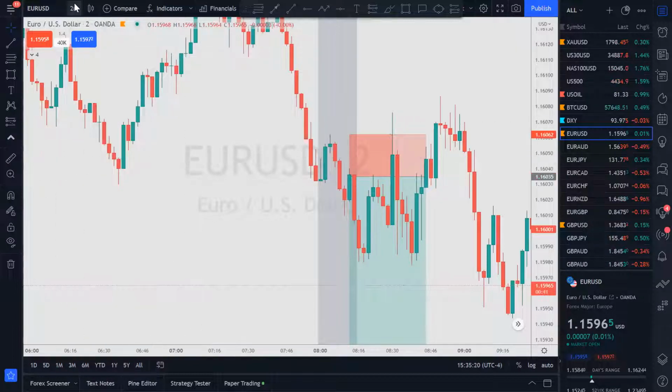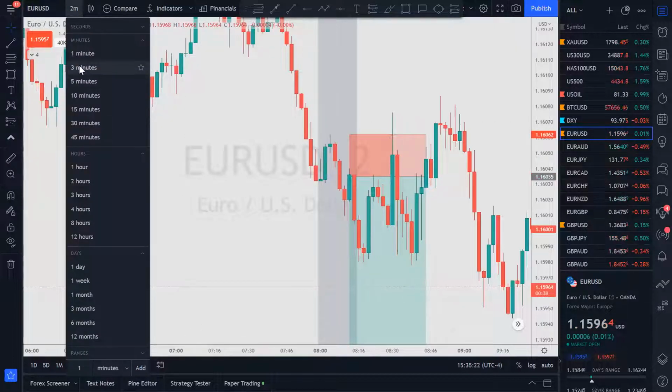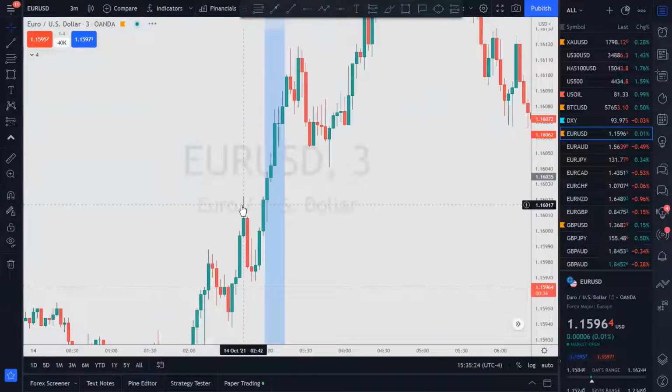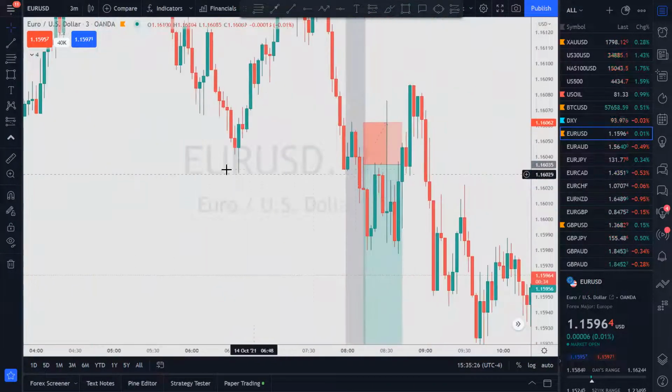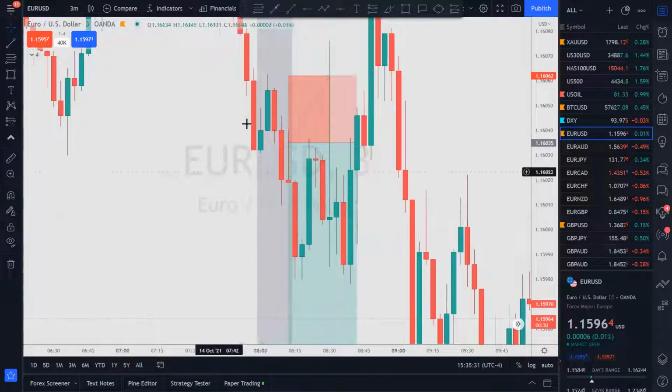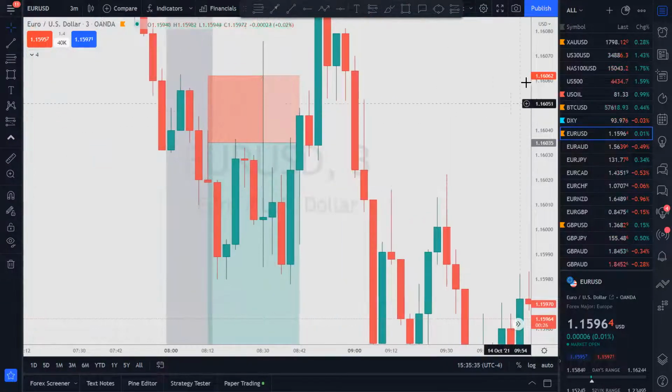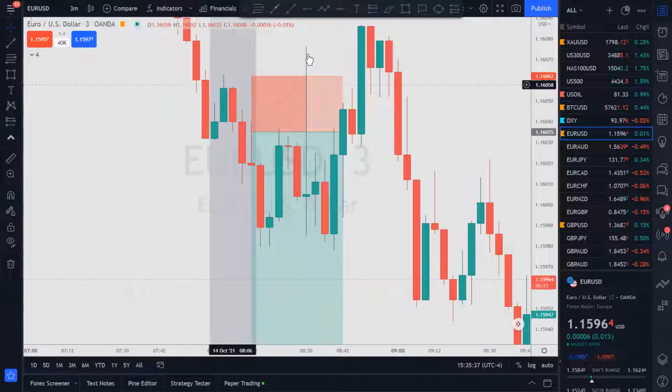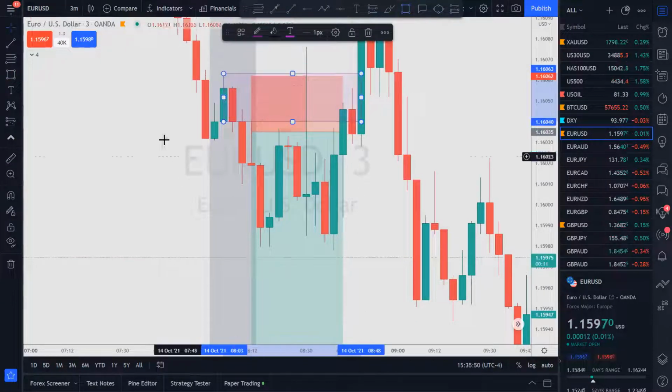Let's see what it looks like on the 3 minute. Remember that it becomes a bearish order block. All right, and that's what I was looking at. And this came at 8 o'clock. This is the 8 o'clock candle. This is 8:06. So I'm looking for the retest of this thing.